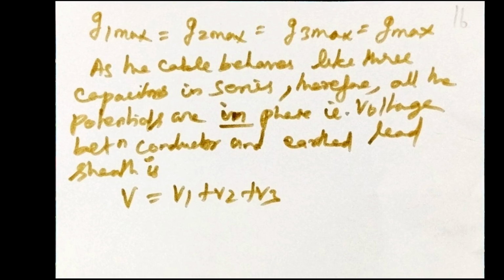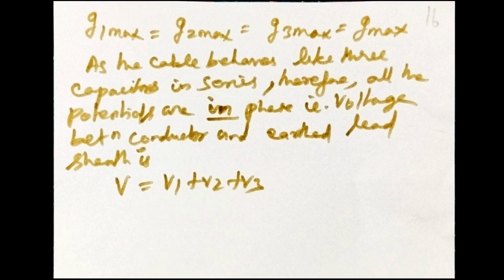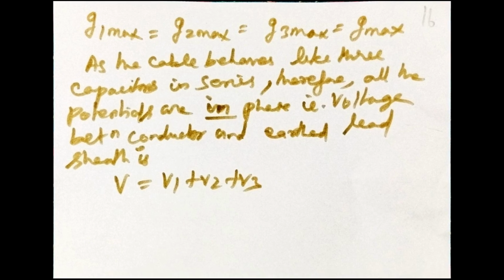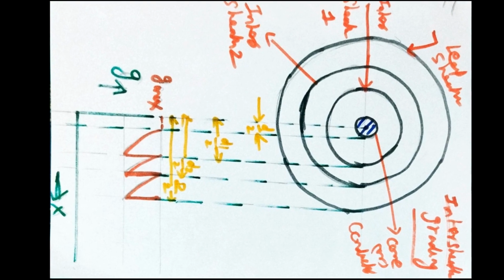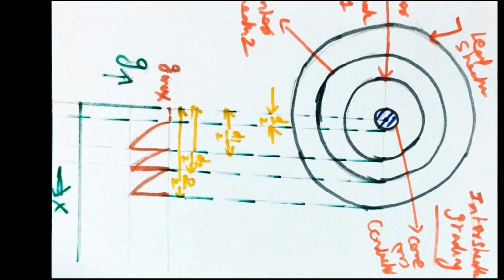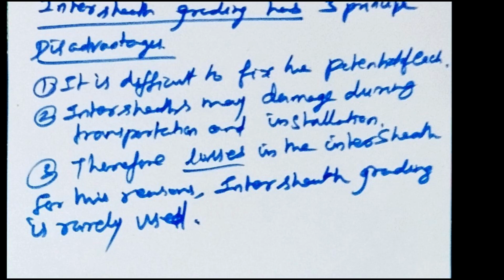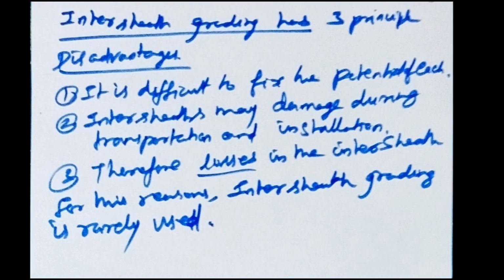The diagram is shown in the figure and in the notes. That is intersheath 1, intersheath 2, the lead sheath, and at the center is the core or conductor. G maximum versus x axis. Intersheath grading has three principal disadvantages. It is difficult to fix the potential of each intersheath. Intersheaths may be damaged during transportation and installation. There are also losses in the intersheath. For this reason, intersheath grading is rarely used.